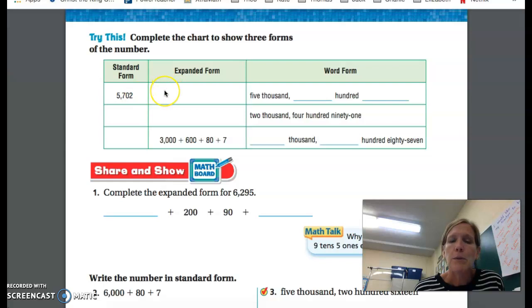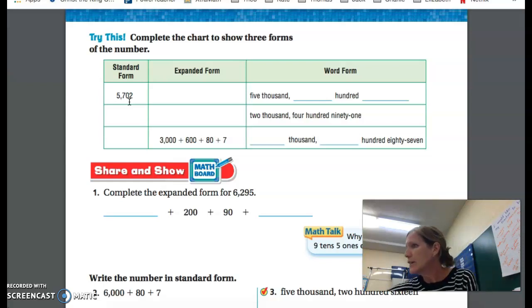Okay, so ready? 5,702. How would we write that in expanded form? 5,702. So the 5 is worth 5,000, so we'd write 5,000, plus 7 is worth 700. The 0 is worth 0, so we don't need anything. And then the 2 is worth 2. All right, let me find a marker, and I'm going to write that down for us on a piece of paper.